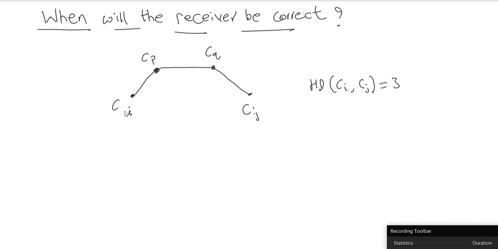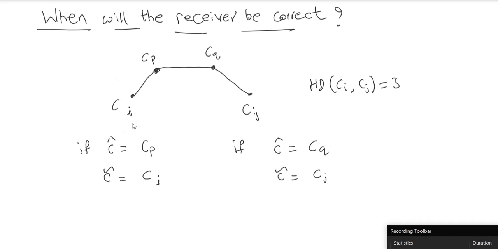Let's consider a situation where you have two code words CI and CJ, and the Hamming distance between CI and CJ is 3. This means you need 3 bit flips to go from CI to CJ, represented here, 1, 2, and 3. The first bit flip gives you CP, the second bit flip gives you CQ, and the third will give you CJ. If the receiver receives CP, that means C hat is equal to CP. Note that the receiver will make a decision about what C tilde is based on the closest valid code word to CP in terms of Hamming distance. So in this case, the Hamming distance between CI and CP is 1, and between CJ and CP is 2. Therefore, the receiver will say it's likely that CI was transmitted, and therefore C tilde is equal to CI.